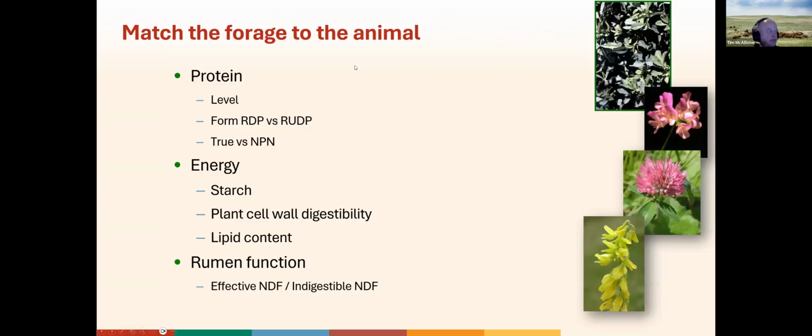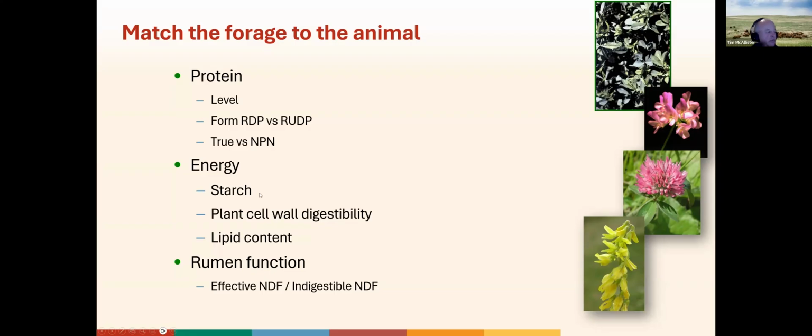So then we need to match the forage to the animal. So as I said, the level of protein, whether it be rumen degradable or rumen undegradable protein, and true versus non-protein nitrogen. So there can be levels, particularly in silage, where we get deamination, a breakdown of protein to amino acids, and the production of nitrogen within the silage itself during the ensiling process, and that can increase the levels of non-protein nitrogen in silage versus true protein.